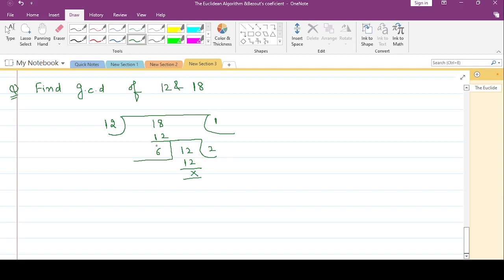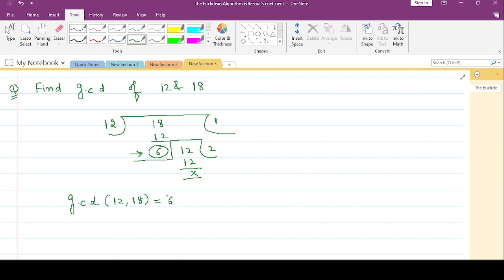Okay, so you see that this number, the last remainder, is called the GCD of these two given numbers. So GCD of 12 and 18, it is 6. So you see how easy it is to solve the problem using the Euclidean algorithm.